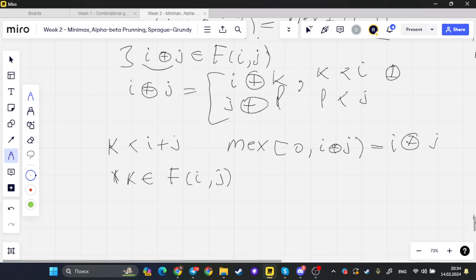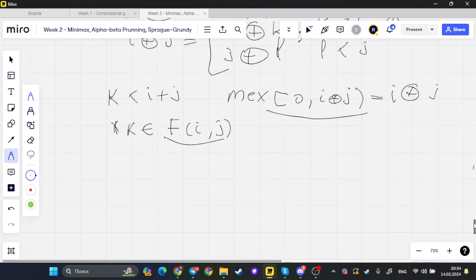Okay, and I need to prove that whatever k we take, if k is less than e plus g, it belongs to this set. It means we have a half interval. Okay, half interval.